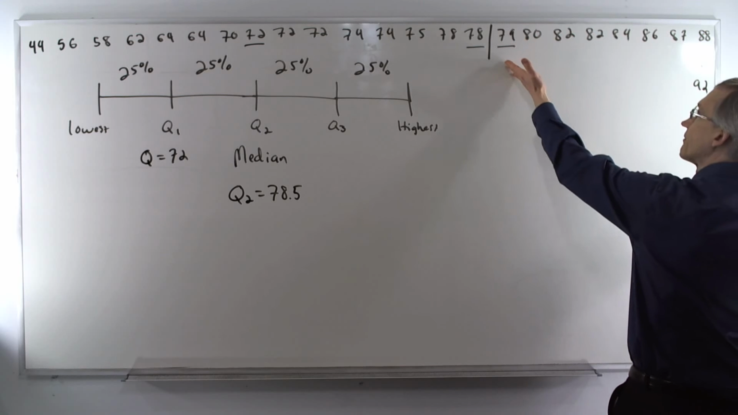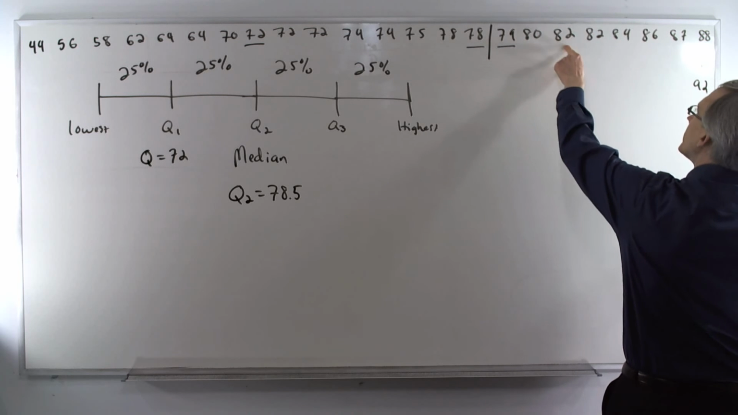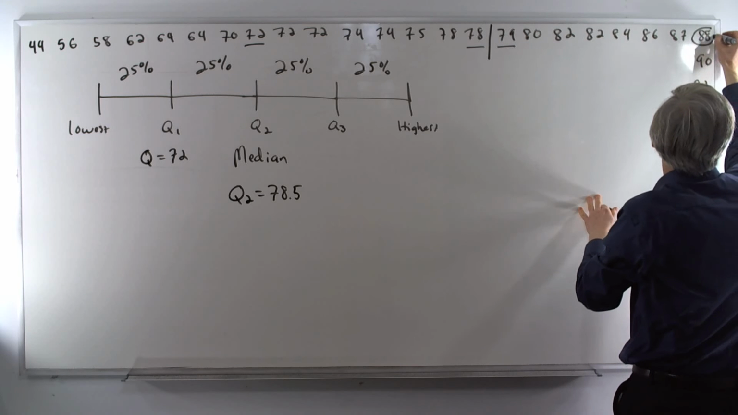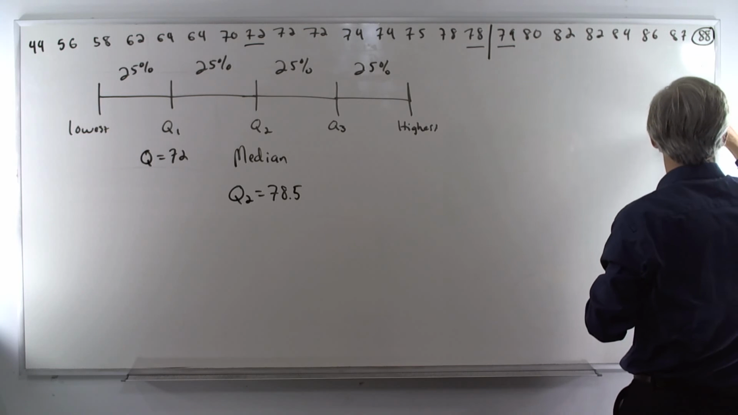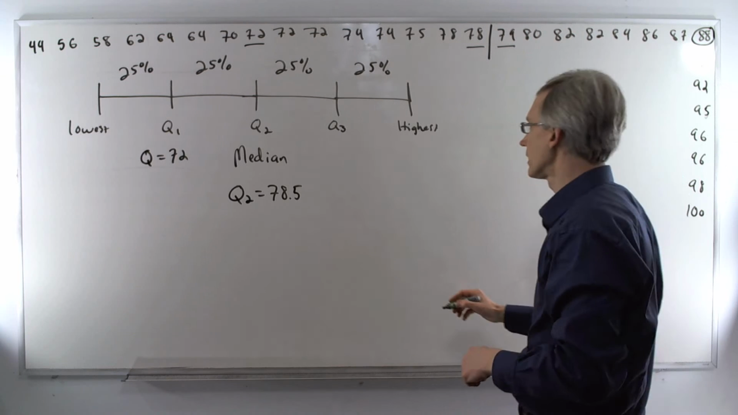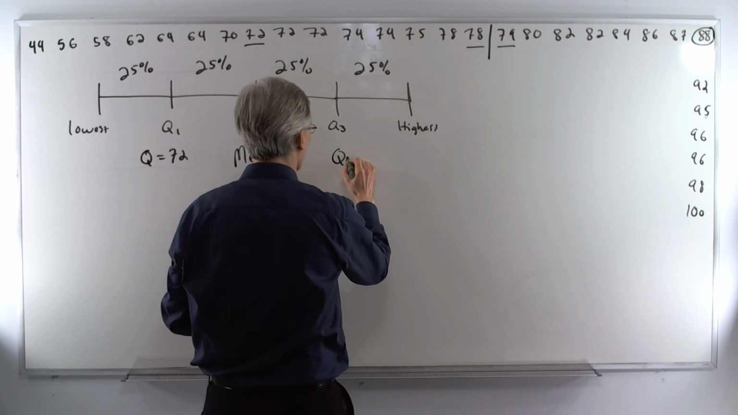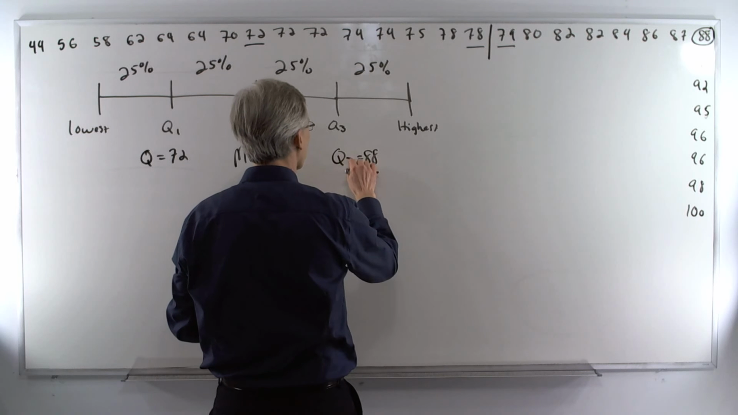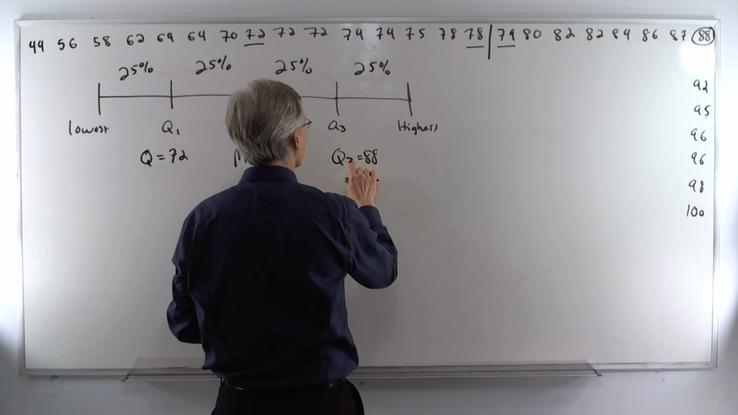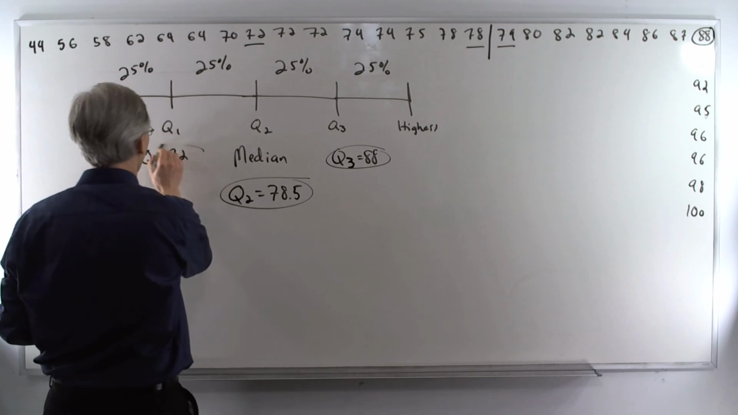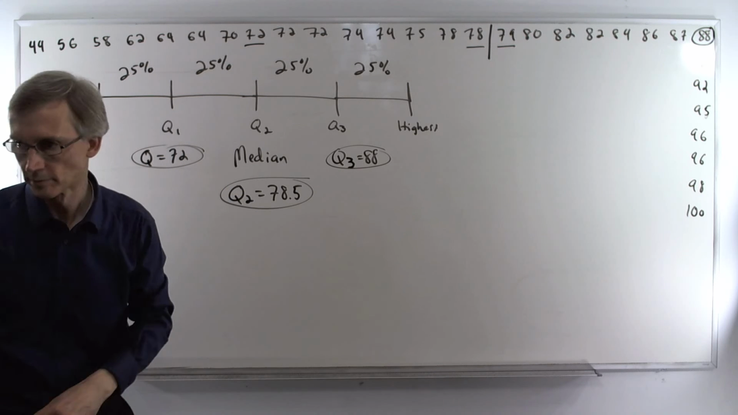Now we'll do the same thing over here to find Q3. We're going to look at the second half of the data set. 1, 2, 3, 4, 5, 6, 7. And here's the middle at 88. And then 1, 2, 3, 4, 5, 6, 7. So 88 is the middle. And Q3 equals 88. And there are 3 quartiles.